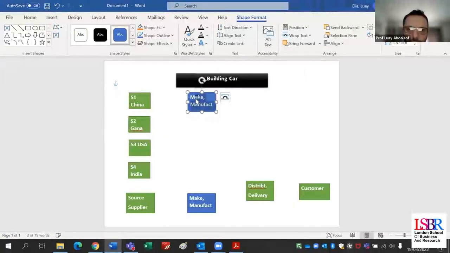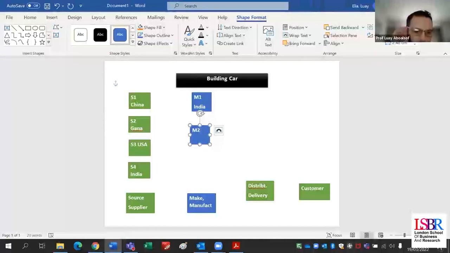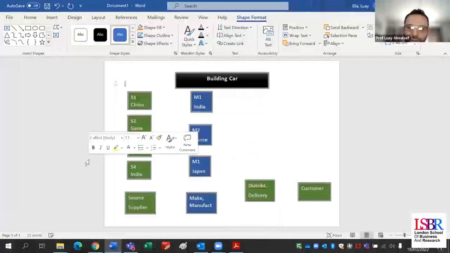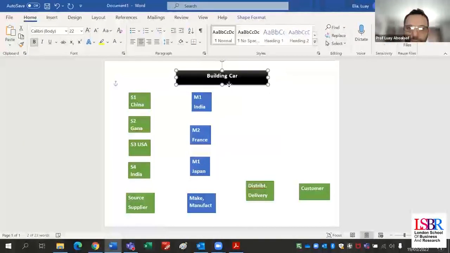So M1, first factory in India. Factory number 2 in France. Factory number 3, or make, in Japan. So I'm doing my SCOR model, okay, guys. That's how you start designing based on the information given from the company or from your international research.